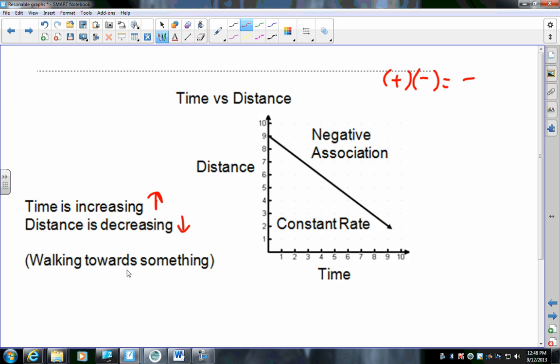This is like you're walking towards something. So as I'm going, I'm walking back towards my desk. Maybe I'm 9 feet away. That's what my starting point is. I'm 9 feet away and I'm walking back towards my desk. Now I'm walking at a constant rate, and the reason why I know that is because the line is straight. You may want to make a note of that. The line is a straight line. That's what's making it constant.